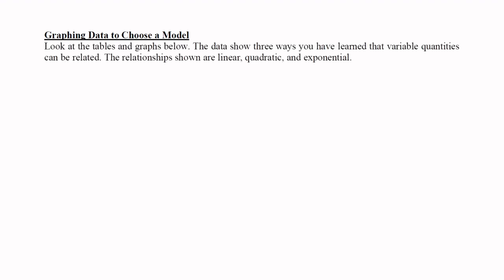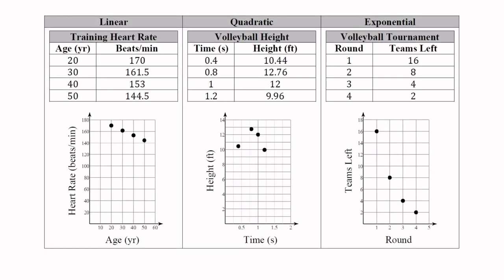So look at the tables and graphs below. The data show three ways you have learned that variable quantities can be related. The relationships shown are linear, quadratic, and exponential. So here are those data.